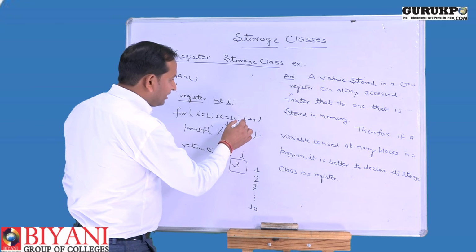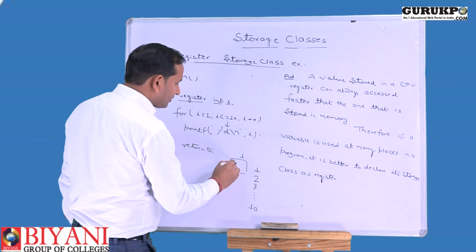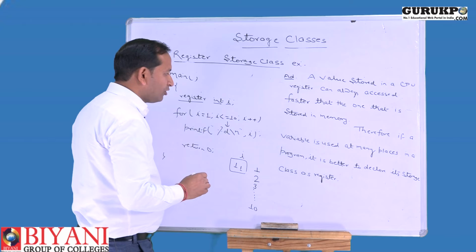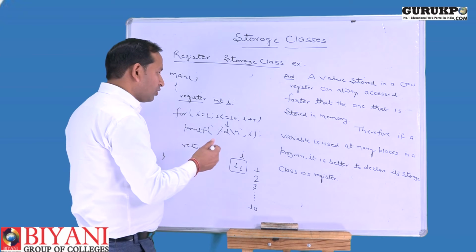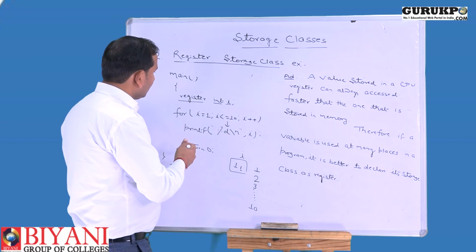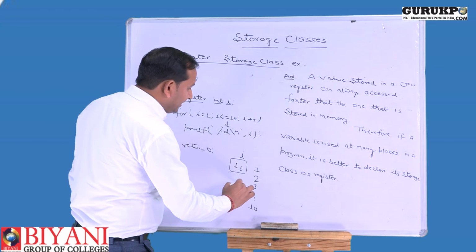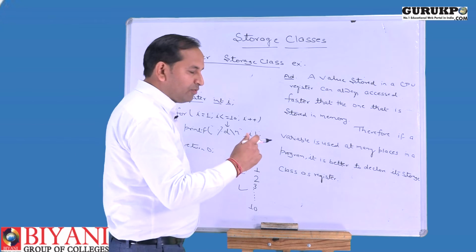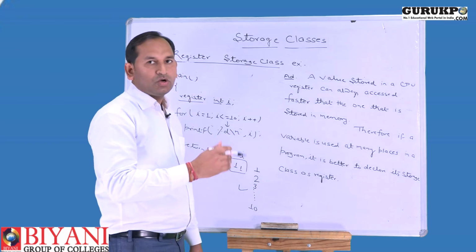When i becomes 11, the condition less than or equal to 10 will be false. So control goes outside the loop. So finally it prints values 1, 2, 3, 4, 5, 6, 7, 8, 9 and 10.